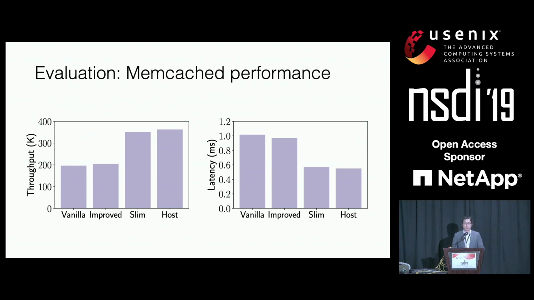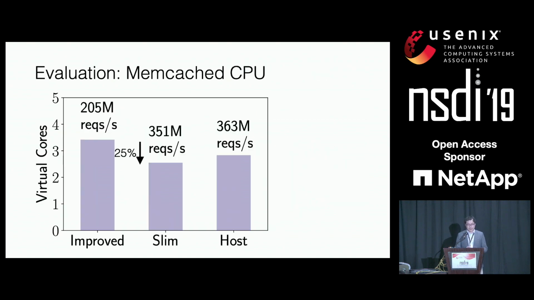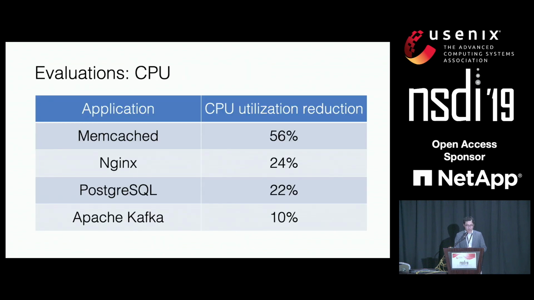So for memcached, we see a 71% increase in throughput compared with the improved version of packet-based network virtualization. And we see a 42% reduction in latency. In terms of CPU utilization, we see around a 25% reduction in CPU utilization at the same time with 71% increase in its throughput. So if you're combining these two effects, the CPU utilization reduction is around 56%. We run the same set of experiments on different applications, and we see moderate CPU utilization reduction on all of them, between 10% to 56%.